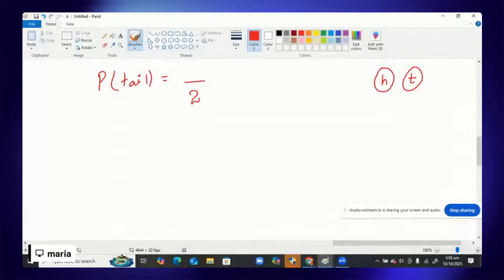So what is the probability of tail? So there are two outcomes. One is for head and one is for tail. This is 1 and 2. So I'm just putting 2 here. And then how many we are interested in is only 1. So this is 1 by 2.